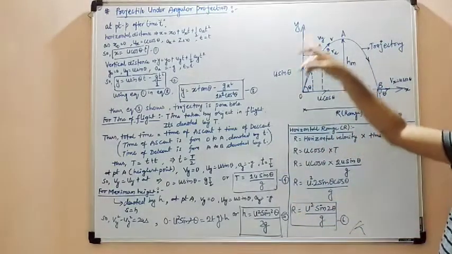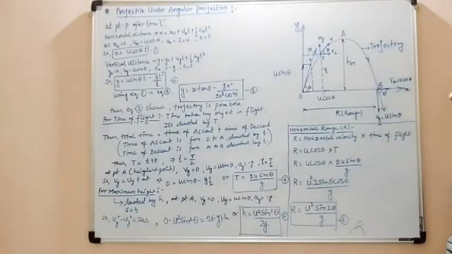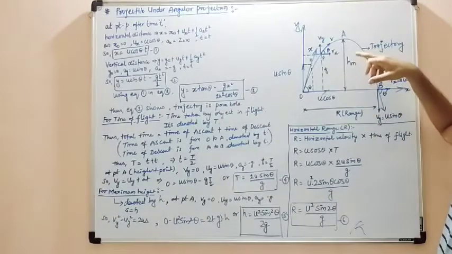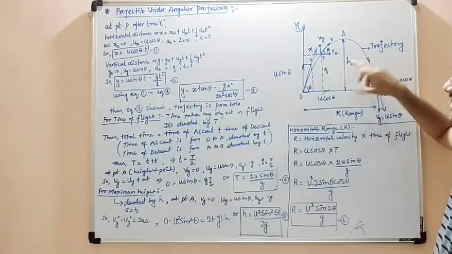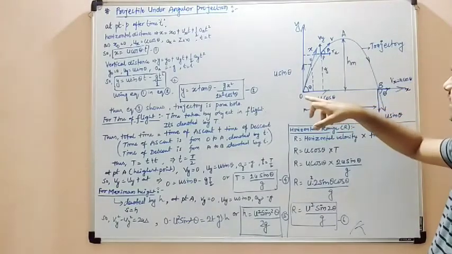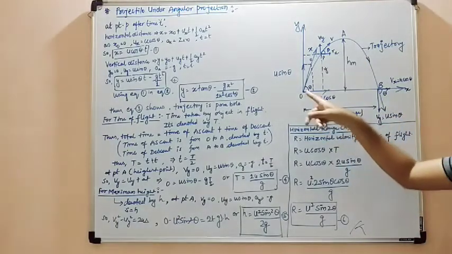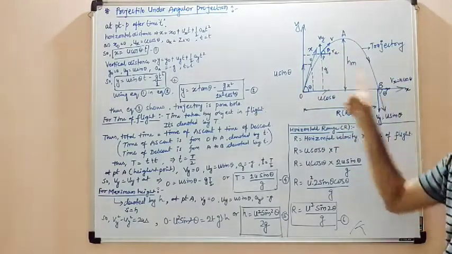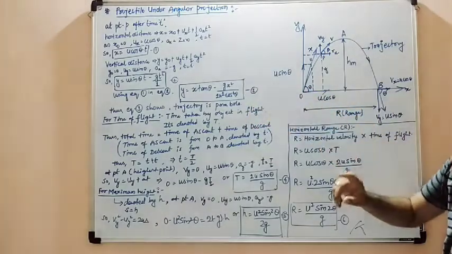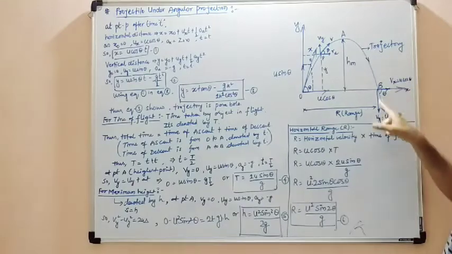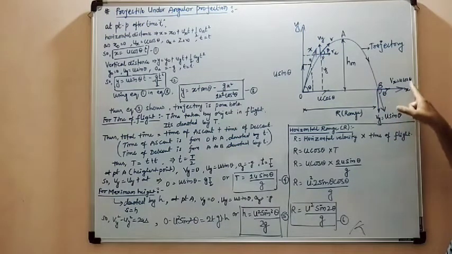The entire path which the object travels is called the trajectory, the path of the projectile. The highest point, which we have to find, is given by hm, where m stands for maximum height. When the object strikes the ground, that gives the range, the horizontal distance from where it started to where it ended, which is given by capital R.